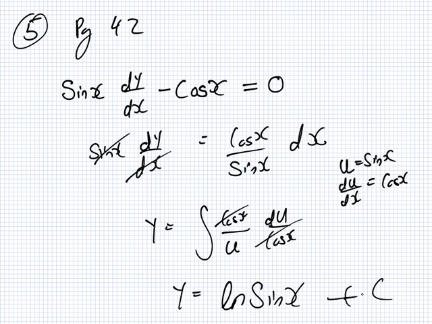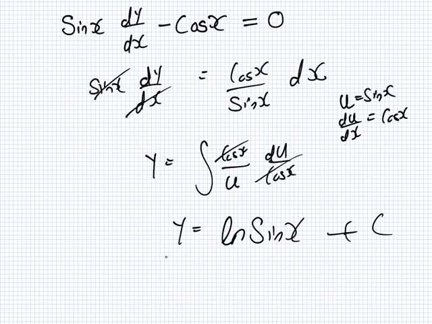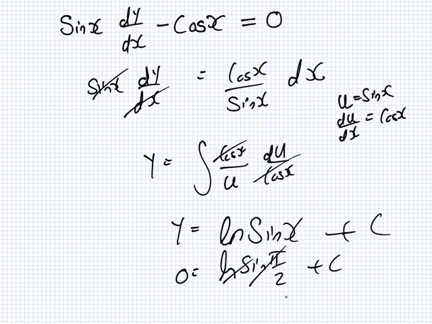But you see, okay, so you wrote. What's the beef? I forgot my C. Well, no, I didn't forget my C because I can find the C. I say that you get a 0 here when you use pi over 2. Sine pi over 2 is 1, log of 1 is 0, so C is 0. So the answer is y equals log sine x.